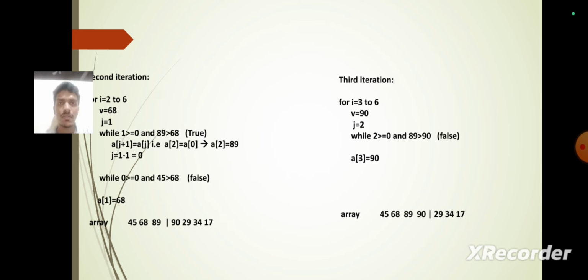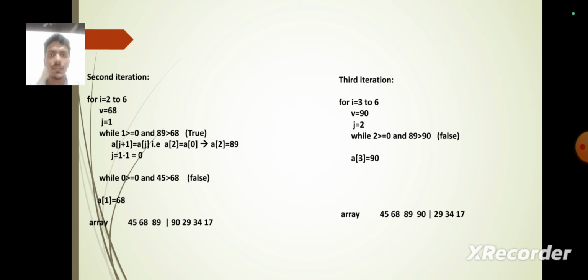Second iteration. For i equals 2 to 6, v equals 68, j equals 1. While j is greater than or equal to 0 and 89 is greater than 68, A of j plus 1 equals A of j. j equals 1 minus 1 equals 0. While 0 is greater than or equal to 0 and 45 is greater than 68 is false. A of 1 equals 68. Then the array will be 45, 68, 89, 90, 29, 34, 17.